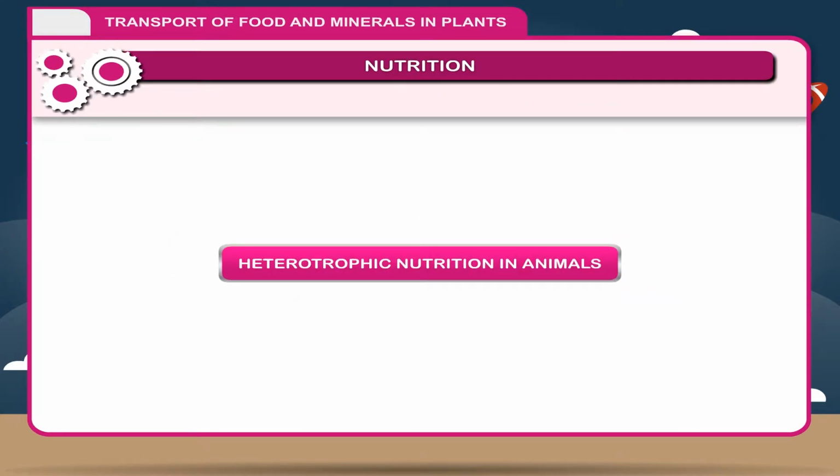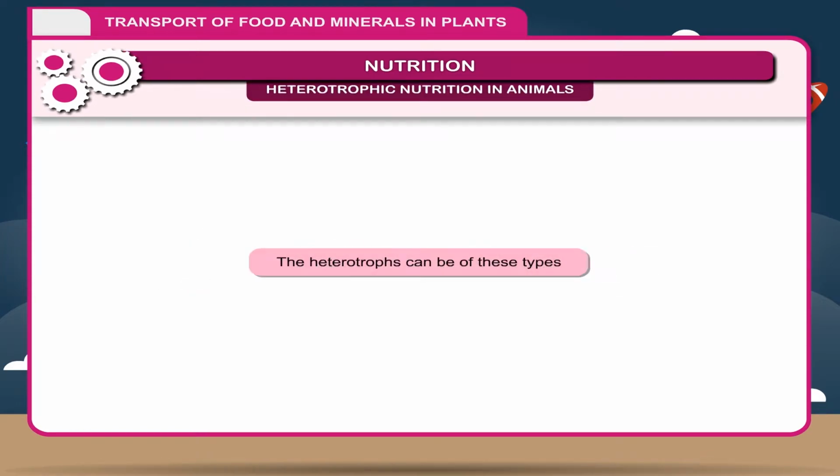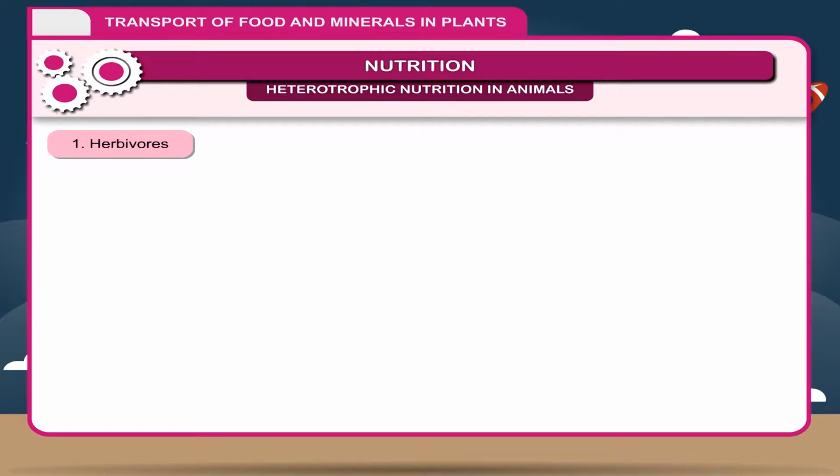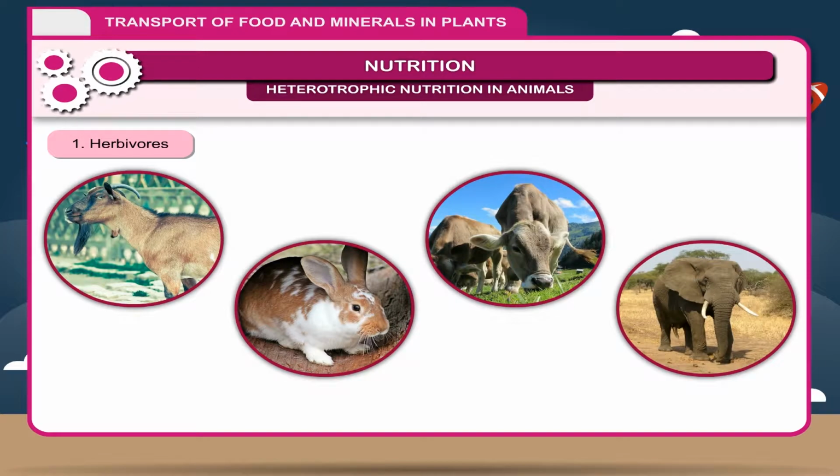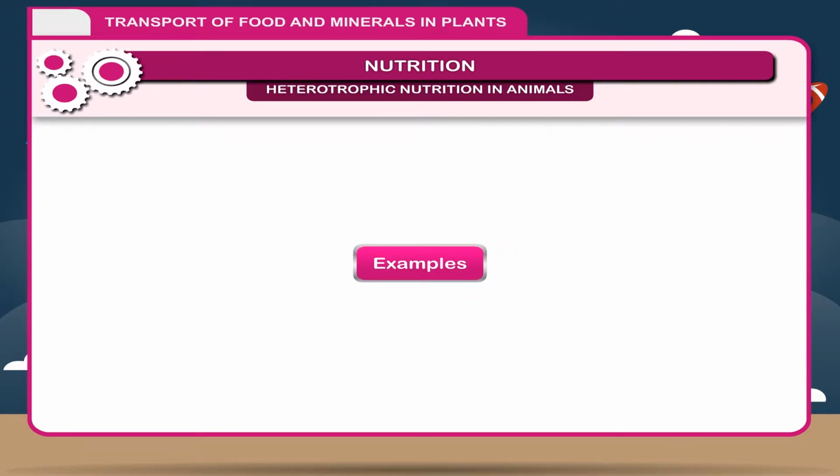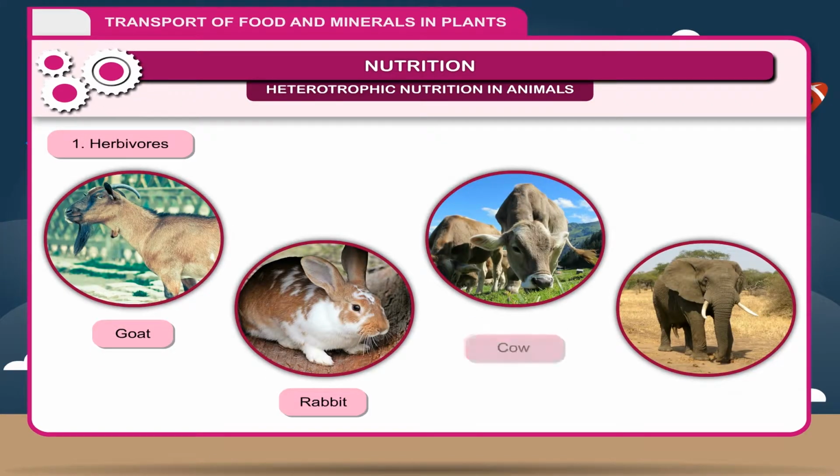Heterotrophic nutrition in animals. The heterotrophs can be of these types. 1. Herbivores. The animals which depend upon green plants, producers, for their food. They are also called primary consumers. Examples: goat, rabbit, cow, elephant, etc.